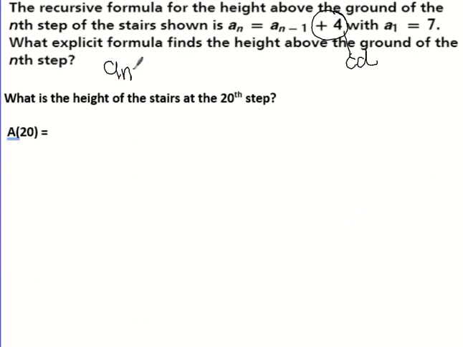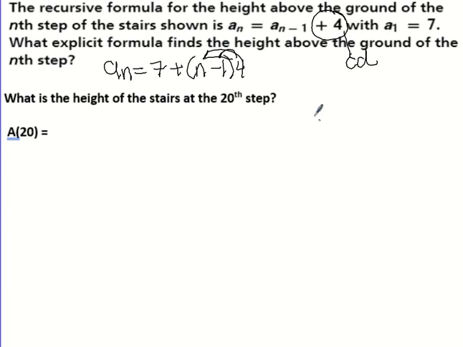So if we're going to write an explicit formula, I'm going to go a_n equals my a_1 plus (n minus 1), and then times that by that 4. So that's how you can flip recursive and explicit. It's all there for me. If I have the recursive, I can write the explicit. If I have the explicit, I actually could write the recursive. So we are going to distribute. We got to clean it up.